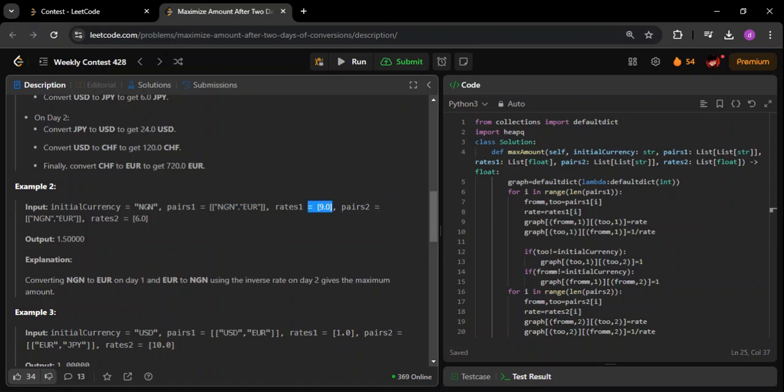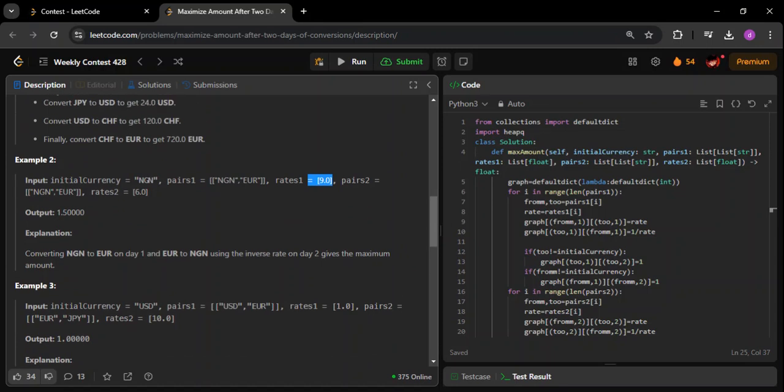On day two, I will have to convert them back to NGN. Remember that. Whichever currency you're starting with, you have to end with the same currency only, otherwise it will not be valid. The question says we have to return the answer in terms of the initial currency only. As simple as that. If you're in a place where you're not converting, that will come in example three basically.